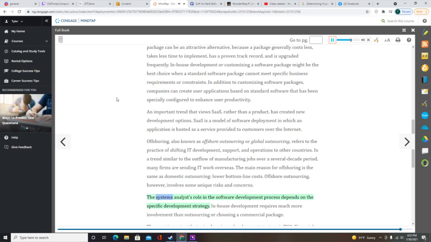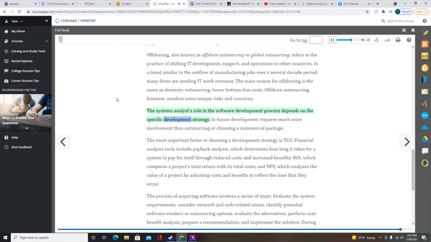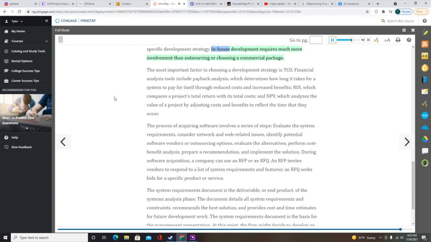The systems analyst's role in the software development process depends on the specific development strategy. In-house development requires much more involvement than outsourcing or choosing a commercial package. The most important factor in choosing a development strategy is TCO.